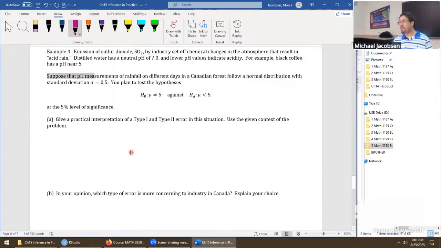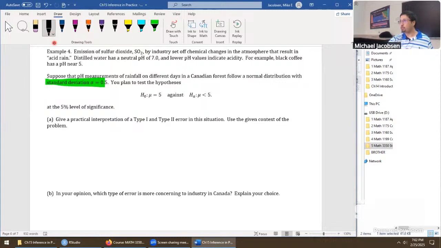We're told next, suppose pH measurements of rainfall on different days in a Canadian forest follow a normal distribution. That's a humongous assumption, but let's roll with that. We have a standard deviation of 0.5 for the population. That's a bigger assumption in my opinion. And we're going to plan to test these hypotheses. This might be a study that's funded by the Canadian government because we're in Canada, or it could be a study that has been pioneered by maybe some industry, some corporations inside Canada or outside. So we're going to test the null hypothesis that mu is 5.